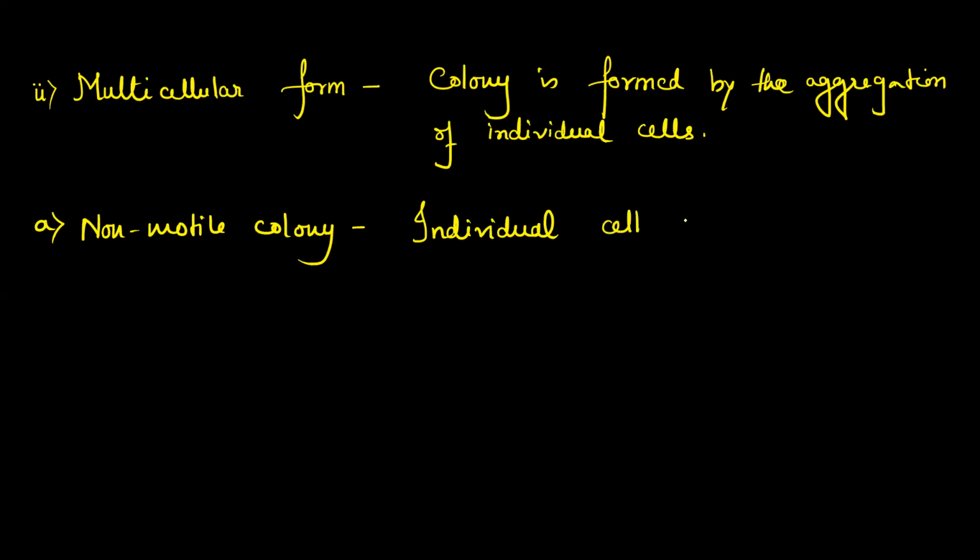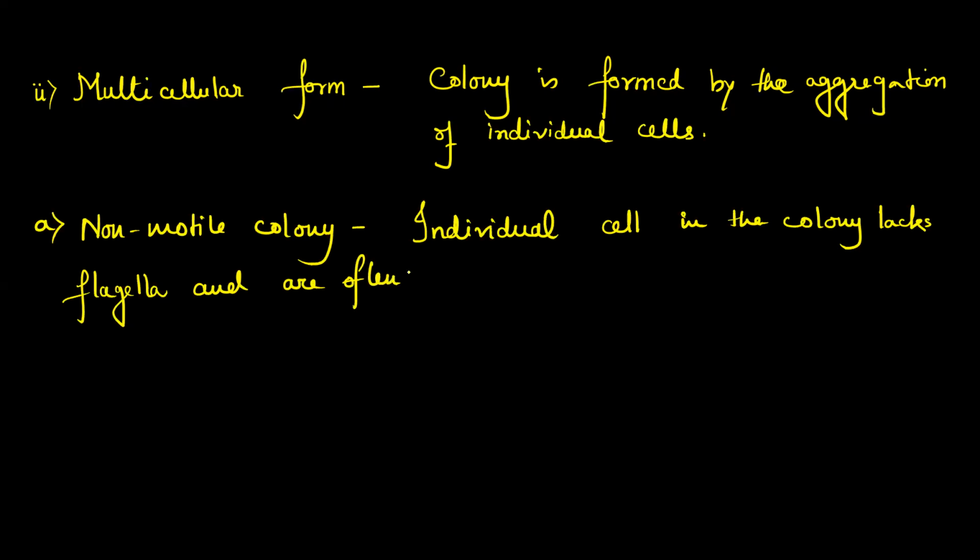Here, what do we see? Individual cells in the colony lack flagella and are often found to occur in coenobium. Individual cells in the colony lack flagella and are often found to occur in coenobium. Now, what is a coenobium?